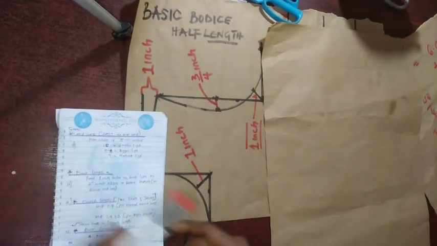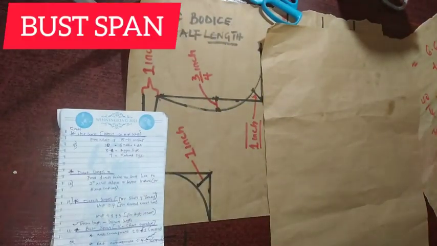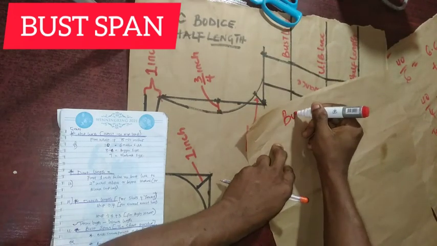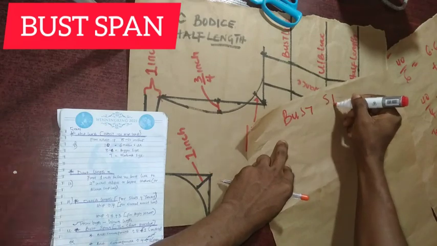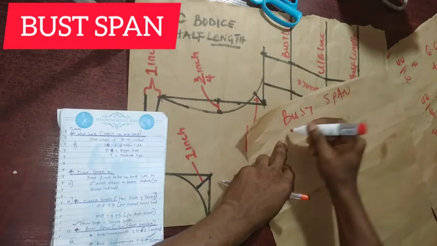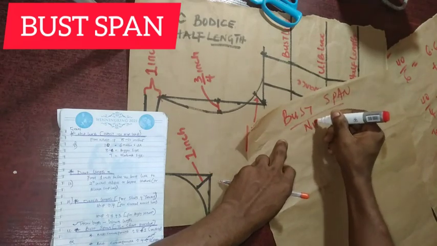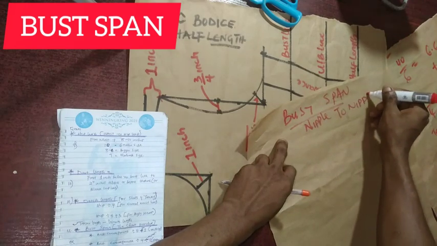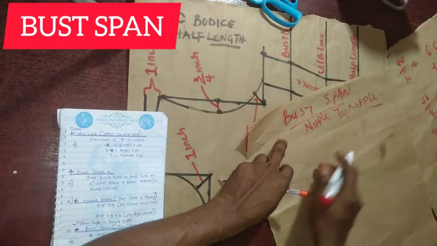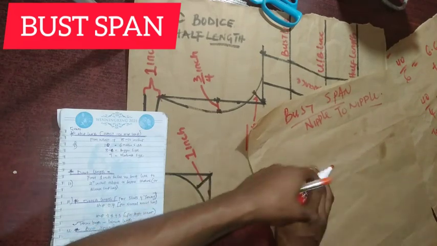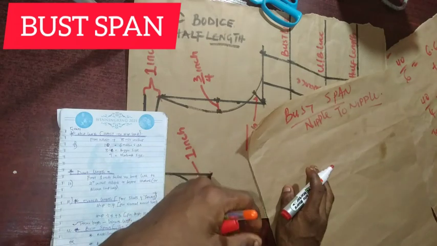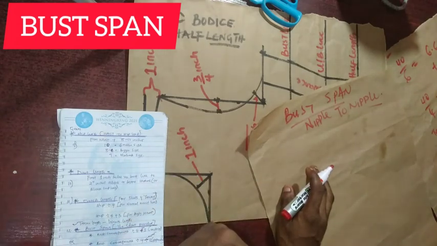Okay guys, the next I'm going to teach us is how to get our bust span. We call it the bust span. Please, this bust span can also be called the nipple to nipple. That is the distance from the left nipple to the right nipple, or the distance from the right nipple back to the left nipple. We normally need it whenever we want to add that to our clothes. Do you understand?